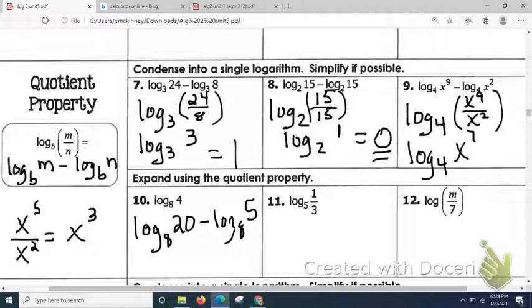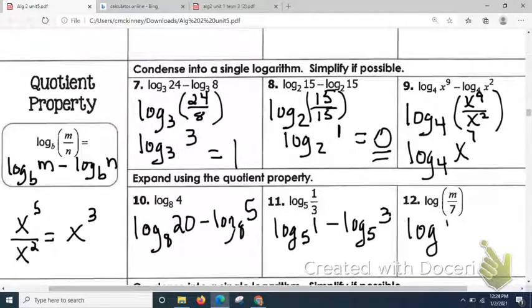I could get lots of things that would turn into 1/3, but the easiest thing here would be log base 5 of 1 minus log base 5 of 3. The top first, the bottom second, and they both have their own log. So here, common log of m minus common log of 7. And that is the quotient property.